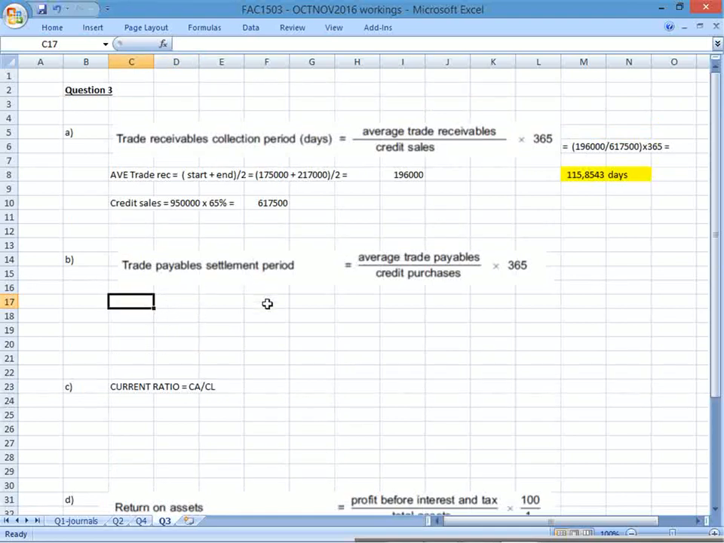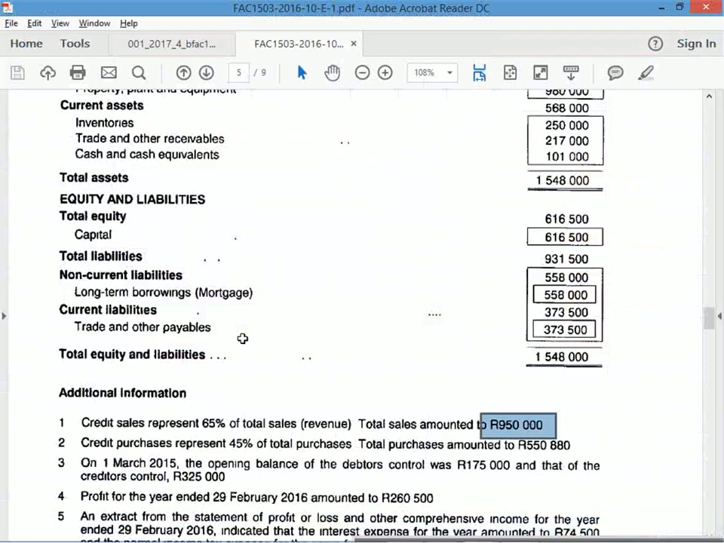Trade payable settlement period. Okay, so I need average trade payables. Okay, start and end. Divide by 2. Right, so go to the question. Okay, you tell me what the amounts are. I'll tell you if you're right or wrong. I want the start and the end for my trade payables.